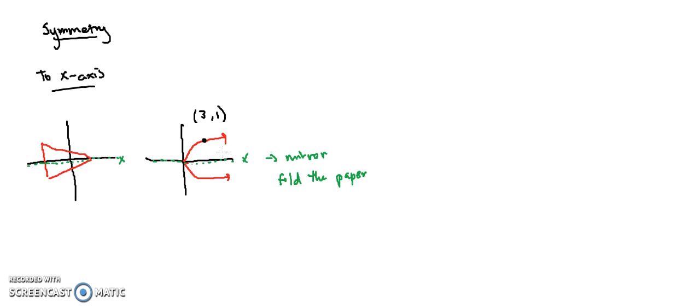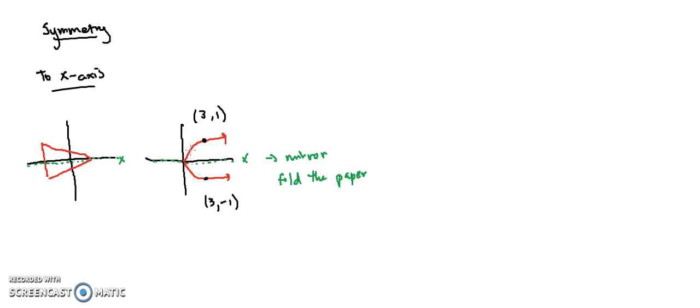Now if I ask you, where is that point's mirror image? Where is the reflection of that point? It would have to be across the dotted line, over here. If we went over 3 and up 1 to get to this point, we'd have to go over 3 and down 1 to get to this point. So the reflection would have to be at (3, -1). So (3, 1) is our original point, and (3, -1) would have to be our reflection.